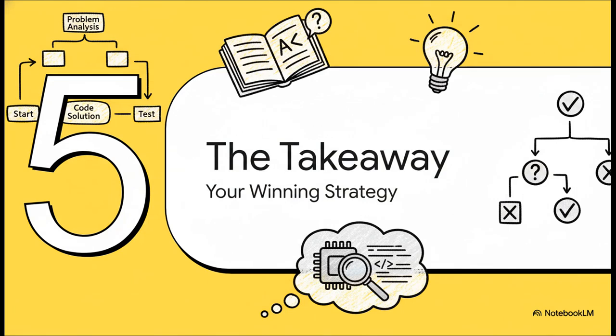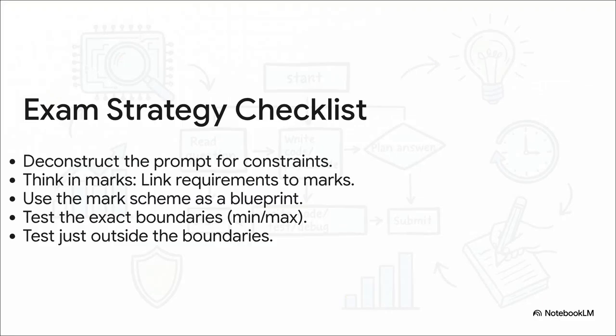Okay, let's pull all of this together. What's the master strategy we've just walked through that you can use on pretty much any programming question they throw at you in the exam? It really all comes down to this 5-point checklist. Number 1, always deconstruct the prompt. Pull out every single constraint. 2, think in marks. Connect each of those constraints to a point on your final score. 3, use the mark scheme as your literal blueprint to build your logic. And then 4 and 5, when it comes to testing, and this is crucial, always test the exact boundaries and then test just outside them. This systematic approach isn't about luck, it's about making sure you maximize your marks every single time.